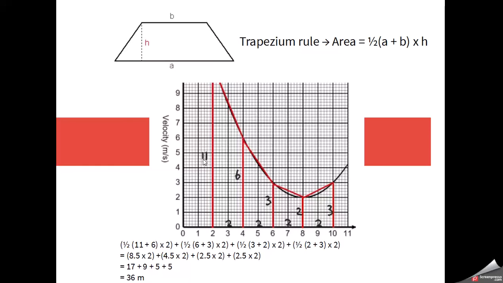The first one, excluding this area at the side, is 11 plus 6. So we've got half of (11 plus 6) times 2. The second one is half of (6 plus 3) times 2. The third one is half of (3 plus 2) times 2. And the final one is half of (2 plus 3) times 2. And then I can work these out to give myself the sum of 36, or 36 meters. So it's allowed me to calculate the distance from a velocity time graph.